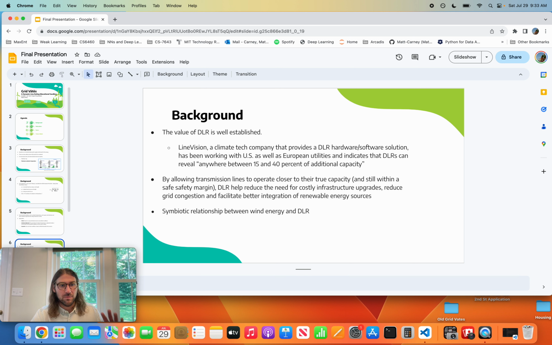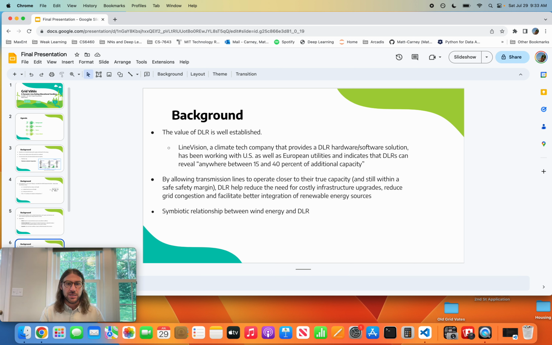Okay, and so the value of dynamic line ratings is well established. So, for instance, there's a company, LineVision, a climate tech company that provides hardware and software solutions. It has found that it can reveal between 15 and 40% of additional capacity for that transmission line. And this allows transmission lines to operate closer to the true capacity while still being within a safe margin. It can help reduce the cost for additional infrastructure upgrades, reduce grid congestion, and facilitate better integration with renewable energy sources.